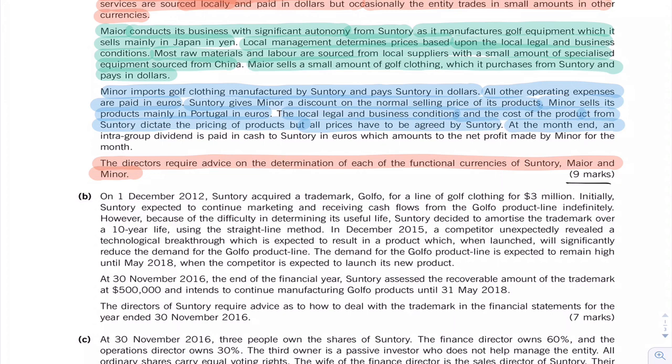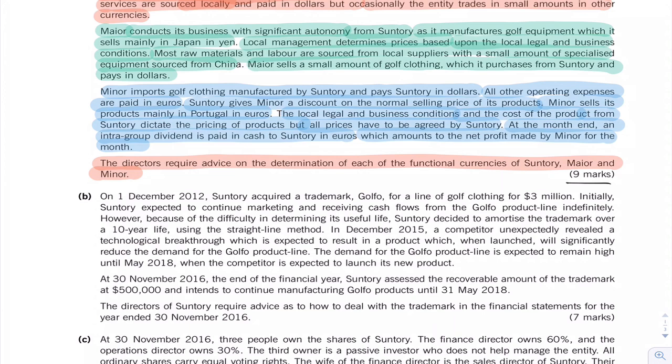At the month end, an intergroup dividend is paid in cash to Suntory in euros. So we pay all our money over in euros, which amounts to the net profit made by us for the month. So we pay all our money over, which means we don't have any money left, which means we need financing, and that financing comes from dollars. So at the end of that, you might think, I have no idea which one is it, because you seem to be telling me both. And that's fine. Just say the determination of the currency is not clear-cut.